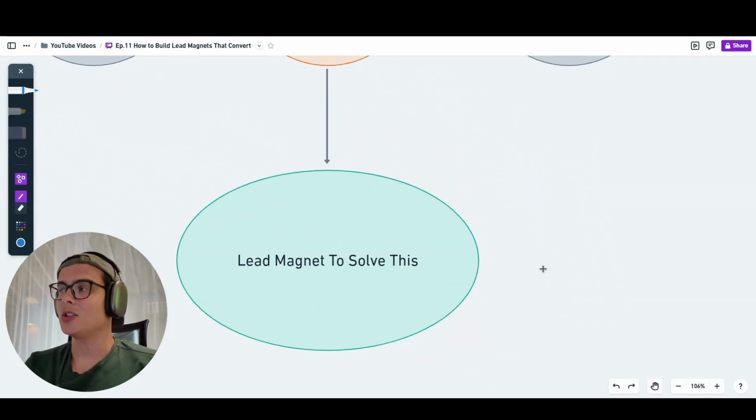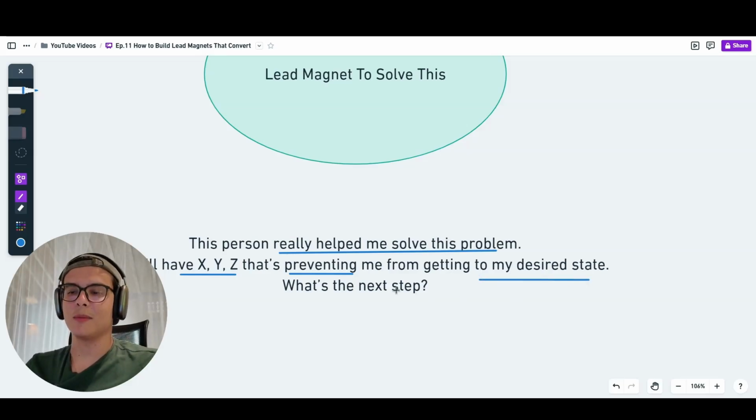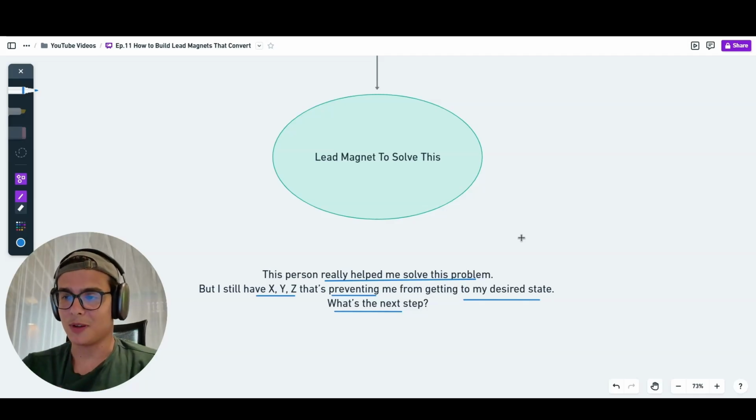When you create this lead magnet, you have to solve this problem to the best of your ability. Really try to give them everything you can to help them solve this problem, and you want them to start thinking, this person has really helped me solve this problem, but I still have X, Y, Z problems that are preventing me from getting to my desired state. What's the next step? Once you get somebody thinking, great, I've solved this problem, but I still have these other ones. This guy helped me do this for free. I bet if I paid him, he's going to definitely solve all my other problems and get me to the dream desired state. So that's the mindset that you want to be thinking in when you're making these lead magnets.